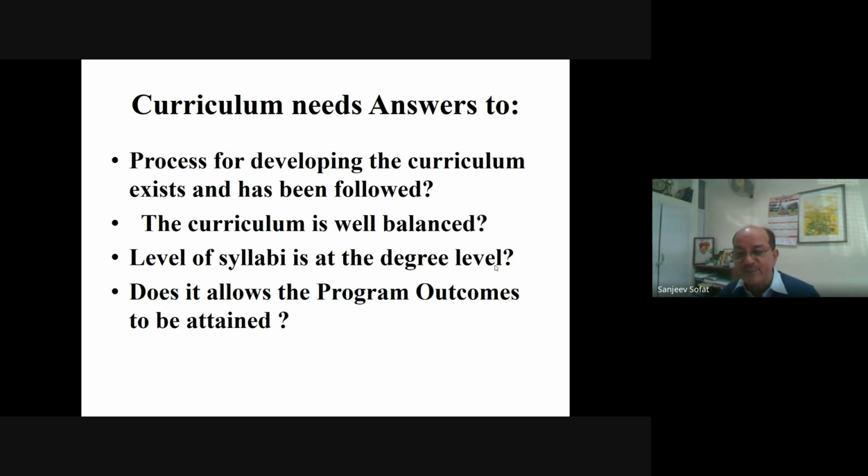Then what is the level of the syllabi? Let's say you are thinking of a course at the degree level.